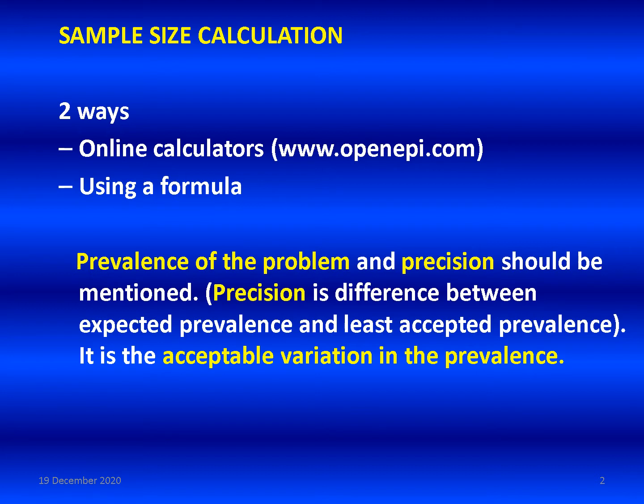When you are calculating sample size based on the prevalence of a problem, we need two values mainly. One is the anticipated prevalence or anticipated frequency of the problem, obtained from previous research, and precision is also required. Precision is the difference between the anticipated prevalence and the least accepted prevalence. It is otherwise known as acceptable variation in the prevalence.